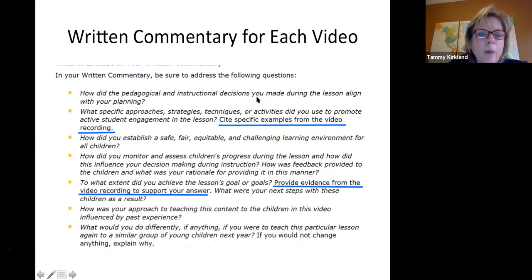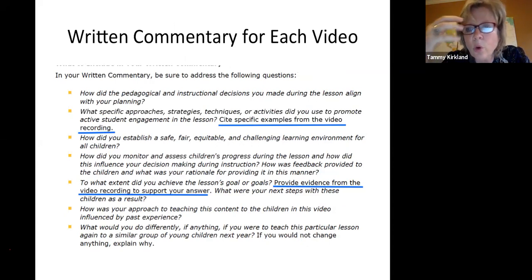Okay, here's your written commentary for each one. The first: how did the pedagogical and instructional decisions you make during the lesson align with your planning? That means basically, did the teaching go like what you thought it would? And don't be afraid here if there's a moment where you have to reteach or do a mini lesson. This is where you add that. Maybe you had to go get a laptop and look something up or something to that effect.